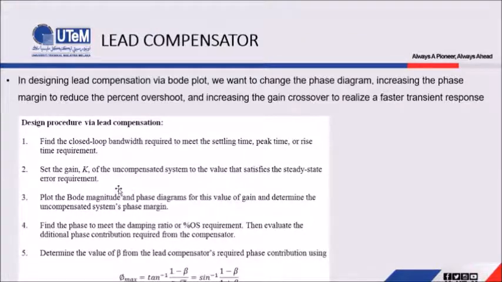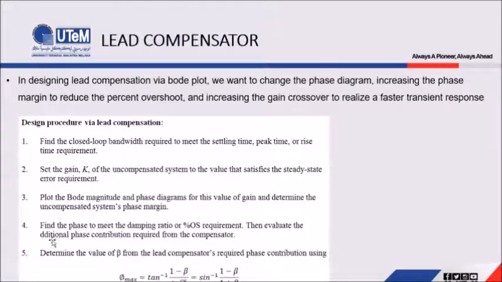Next, procedure number 3, plot both the magnitude and phase diagram for this value of gain and determine the uncompensated system phase margin. This is the same procedure as in the previous lecture. You just plot both the magnitude and phase diagrams, and from there we can determine the values of gain margin and phase margin. That is what we call the uncompensated system performance. From there we improve the system based on the requirement.